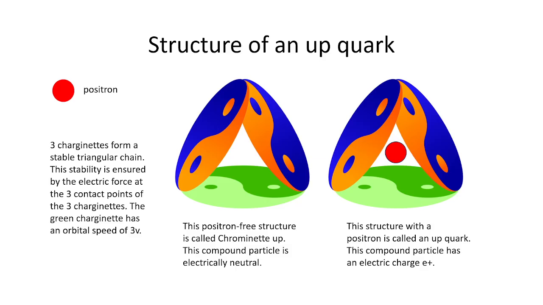If we locate a positron at the center of this chrominate up, we obtain a structure. This structure with a positron is called an up quark. This combined particle has an electric charge E+.